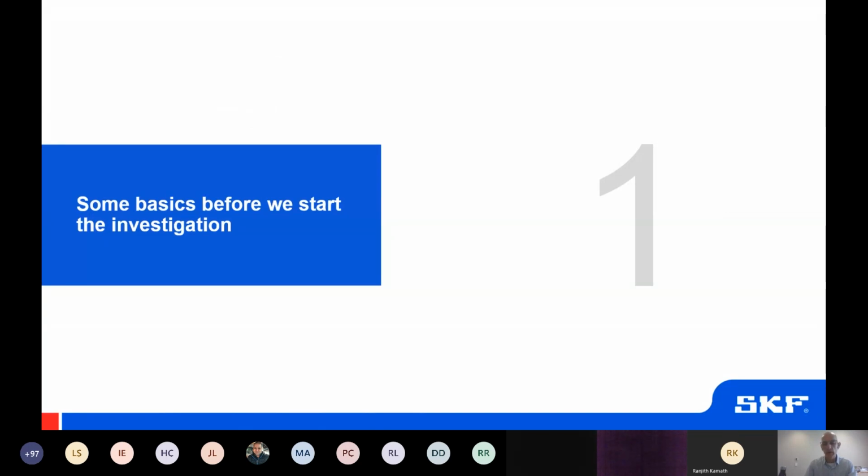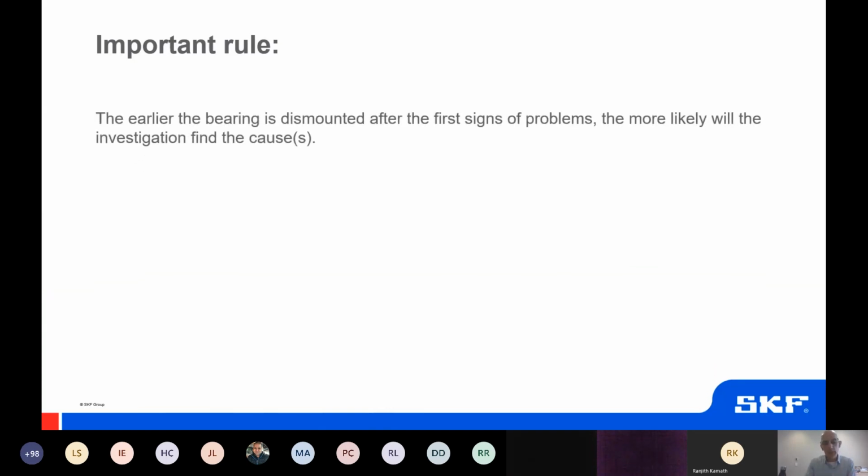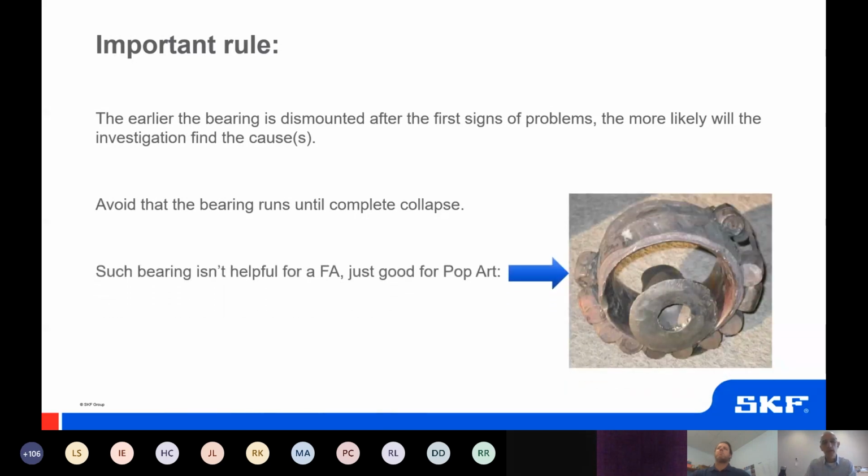So some of the basics before we actually start doing our investigation are very basic, I know, but this is something that we need to emphasize many times: the earlier you stop the machine and remove the bearing when you have the first symptoms of a problem, the more likely you are to understand the probable cause of that failure. Sometimes, of course, it's not completely under our control. Sometimes the bearings are left to run to almost collapse because of production requirements. But then the probability that you look at the bearing and know what happened is very, very limited.